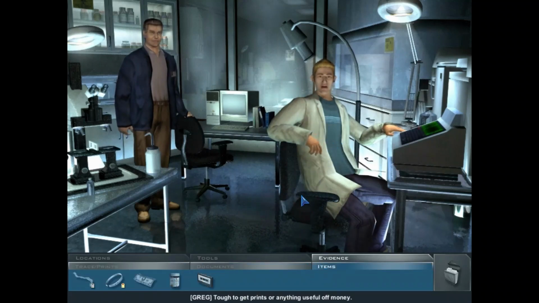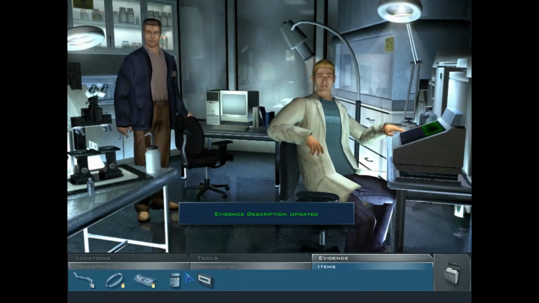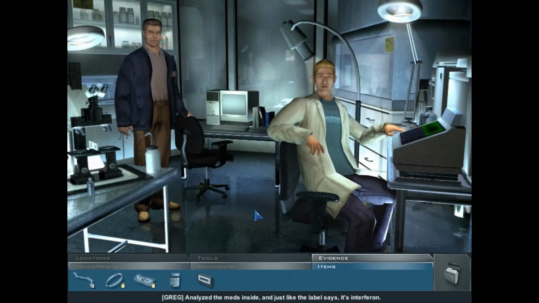Tough to get prints or anything useful off money. This is no exception. Came up blank. Sorry. Analyze the meds inside, and just like the label says, it's interferon. Looks like the pharmacy did their job. I was able to lift some latent prints from it too. They look like partials.